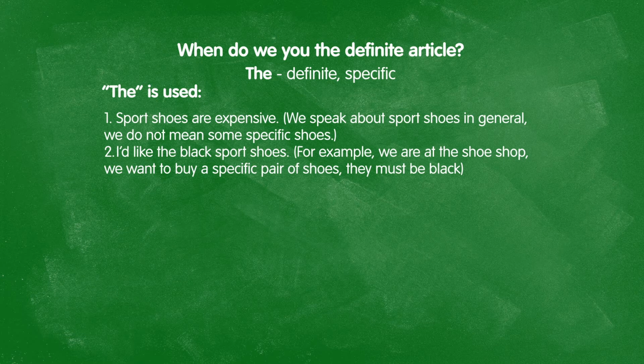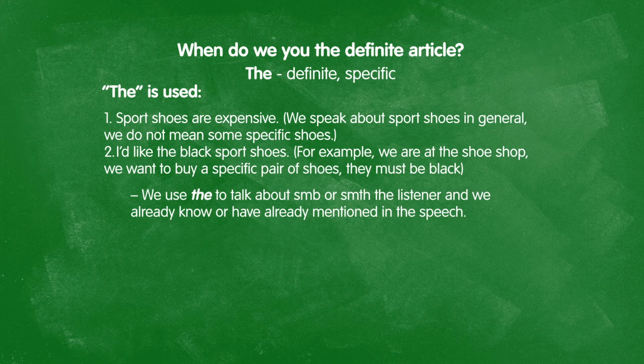But if I say, I want the black sports shoes, here, I want that pair. I know exactly which pair I want, and the pair that I want is the one that I'm going to buy. So, in this case, we can use the to discuss things that we already know about or have already mentioned in the sentence. The black sports shoes. I already know that they exist, and I know that I've been thinking about them and I've been considering which pair I want to buy. So in this case, I use the.